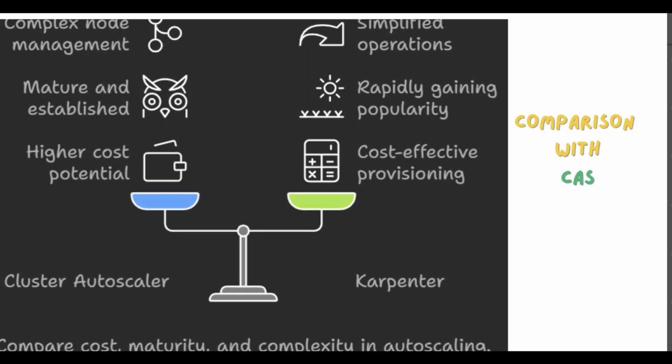Coming to a few other points, as you can see, integration and compatibility. Cluster Autoscaler supports multiple cloud providers, including AWS, GCP, Azure, making it suitable for multi-cloud environments. It requires management of both the autoscaler and underlying node groups, which can add a little operational overhead.